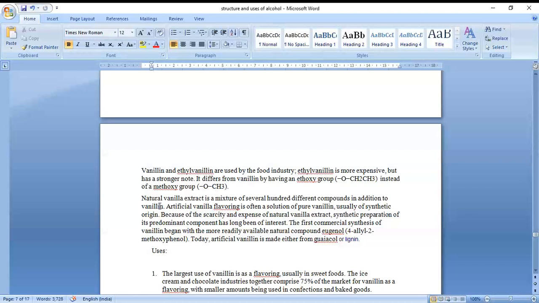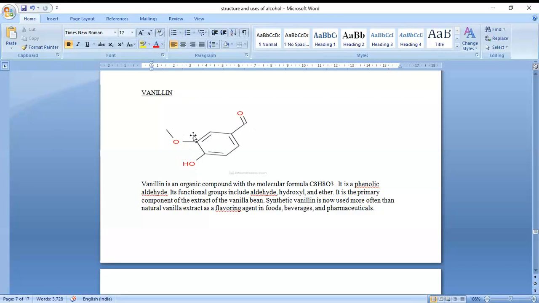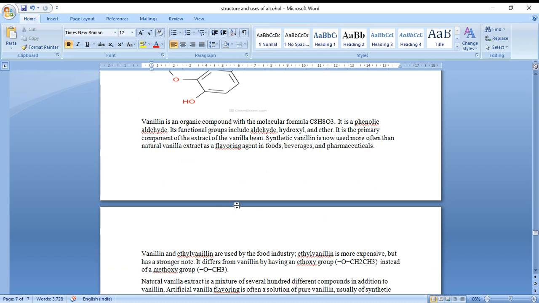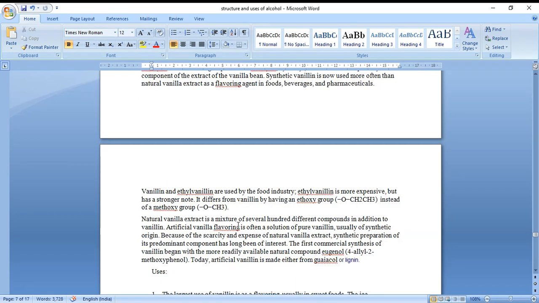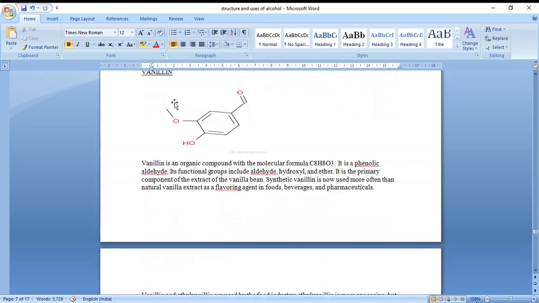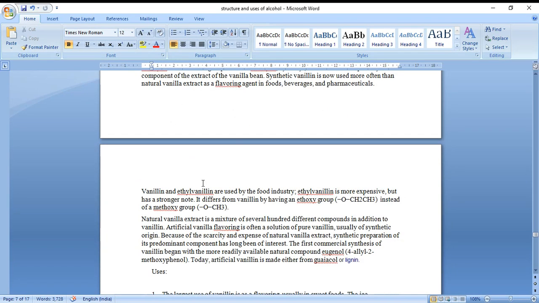So, next coming to our topic. Vanillin and ethyl vanillin are used by the food industry. Ethyl vanillin is more expensive but has a stronger flavor when compared with normal vanillin. It differs from vanillin by having an ethoxy group. Here, this is vanillin, where it has only O and CH3. But in the case of ethyl vanillin, it will have C2H5, that is, the ethyl group. Instead of the methoxy group, that is the OCH3 group, it will have the OCH2CH3 group.